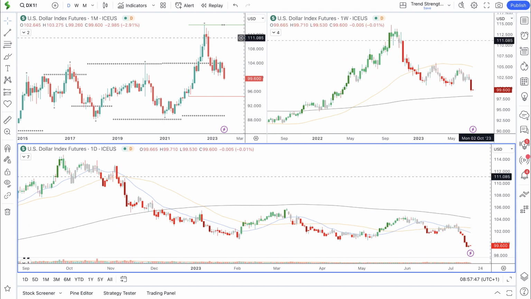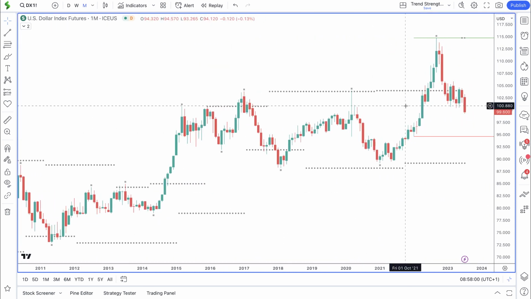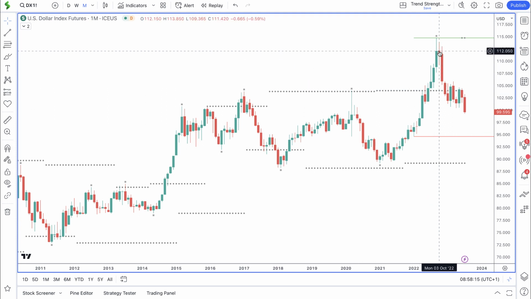So I'm going to open up the monthly time frame for the dollar index, and we can see the dollar saw some good growth back in June 2022 as it crossed this major resistance at $104. It moved all the way up until September 2022, when it reached a high of $114. Then we saw a decline, which first of all started off appearing as a correction, but price continued to decline as we went into November and also December 2022.